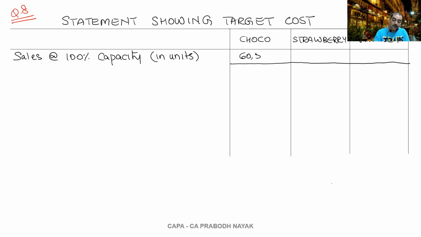60,500 units of Choco, 24,200 of strawberry, and 72,600 units of vanilla. This is at 100% capacity.